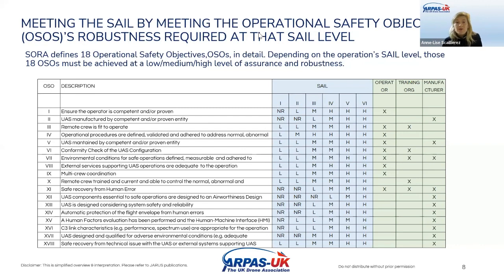And for example, if you operate under a SAIL 2 operation, then it means that for OSO 1, ensure the operator is competent and or proven. SAIL 2, you must demonstrate that OSO at a low level of robustness. SAIL 2, OSO 2, UAS manufactured by a competent authority, not required at SAIL 2, etc. So that is how you can demonstrate that you meet the required SAIL. You must demonstrate that you can meet every single one of the 18 OSOs at the required level of robustness.